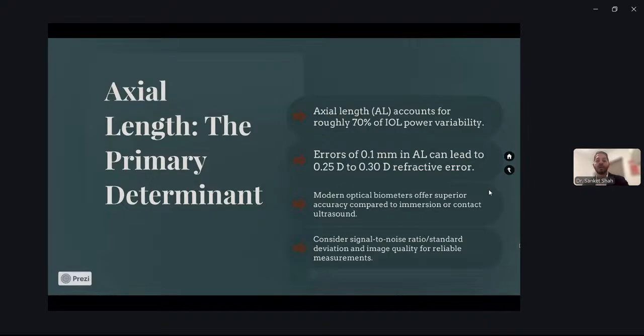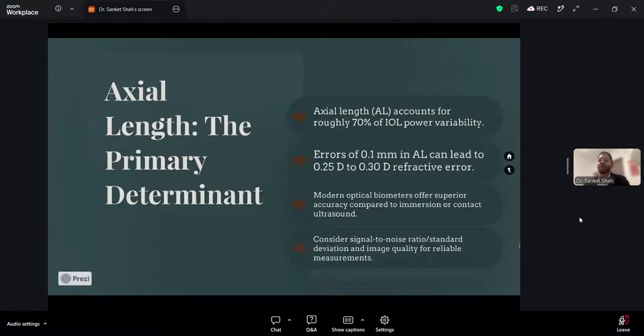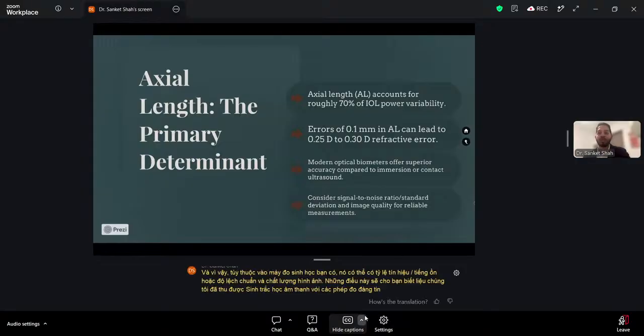An error as small as 0.1 millimeters can lead to a large refractive error change of even a quarter diopter. Modern biometers do offer superior accuracy compared to our former immersion or contact ultrasound biometers. When we get our biometry, we want to make sure we have good data. Good data in means good data out. And so, depending on the biometer you have, it can have a signal to noise ratio or a standard deviation and image quality. These will let you know if we obtained sound biometry with reliable measurements or if we need to repeat the scan.